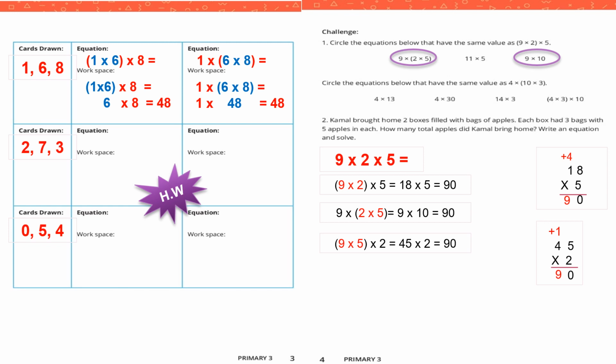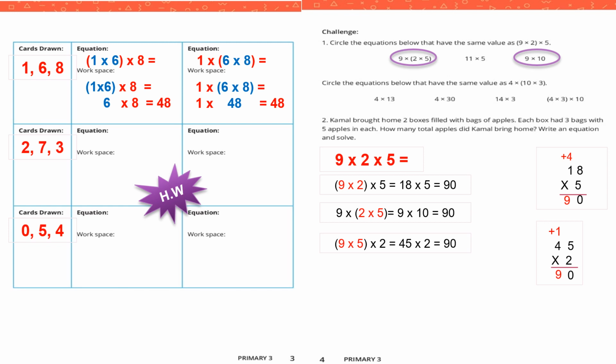The second question. He has here 4 times 10 times 3. He wants to know which of these choices equals the same product, or gives me the same value. 4 times 10 times 3. Here we have 4 times 10 times 3.